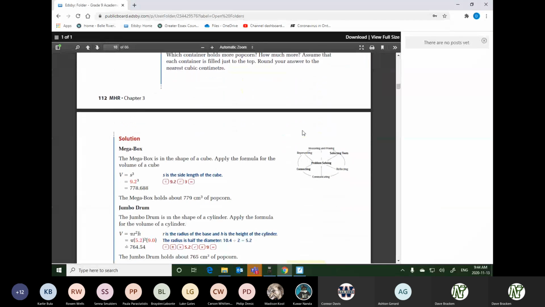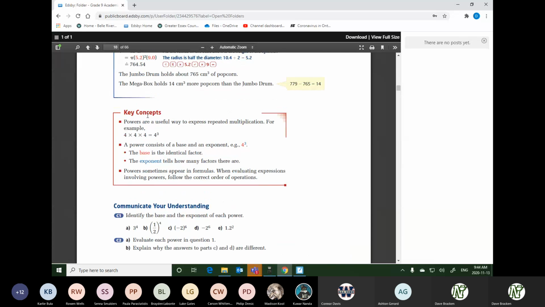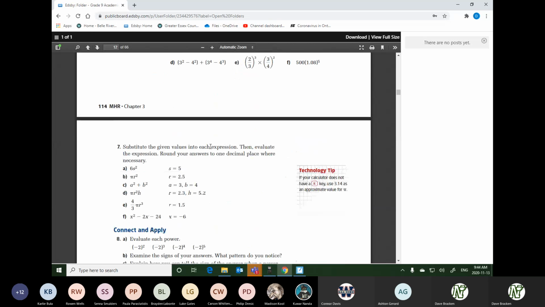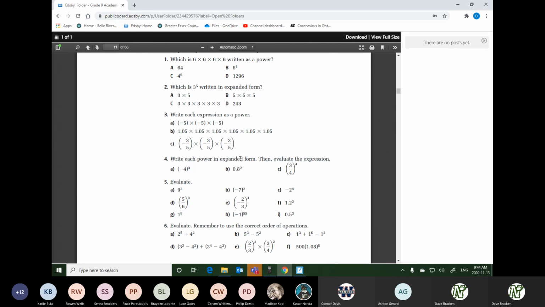This is the chapter we just went over all the way through. Here are the key concepts, kind of reviewing the key concepts. And then on page 114, you're going to do questions 1 to 10. The first one shouldn't be too bad. Let's just go through the first ones together here, some of the multiple choice and stuff.